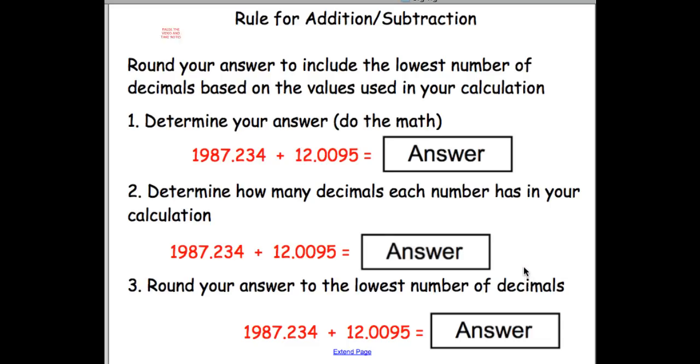I encourage you, again, pause the video. I'm going to talk through this, look at some examples that we'll do, but pause it so you can write it down at your own pace and then come back to it when you're ready.